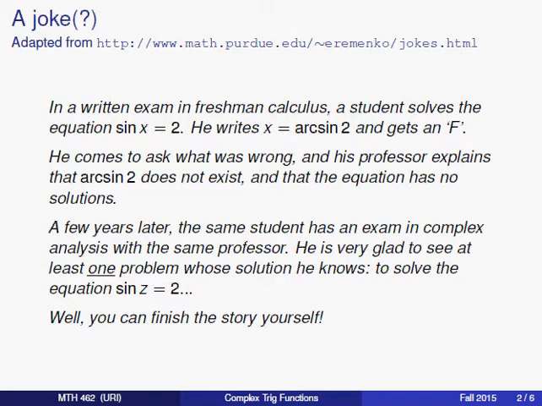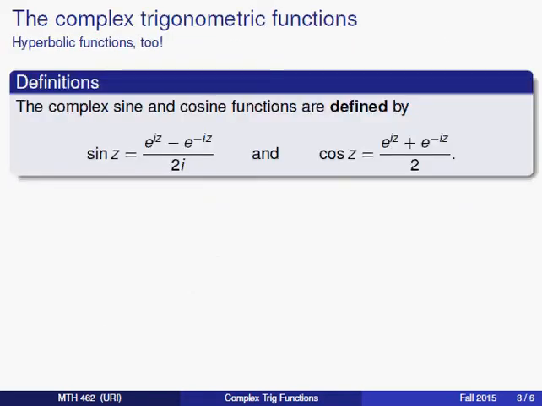Now, in contrast, in complex analysis, we define the sine and the cosine functions in this way: as fractions involving the quantity e raised to i times a multiple of z, or minus z. Now, there's nothing about the unit circle involved here at all. Where did these actually come from?